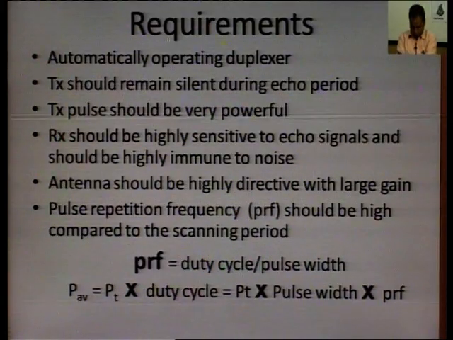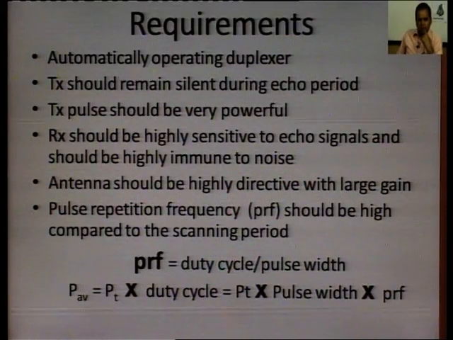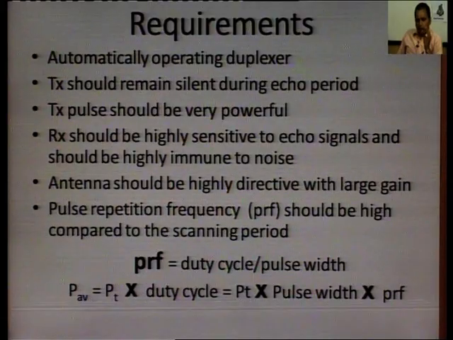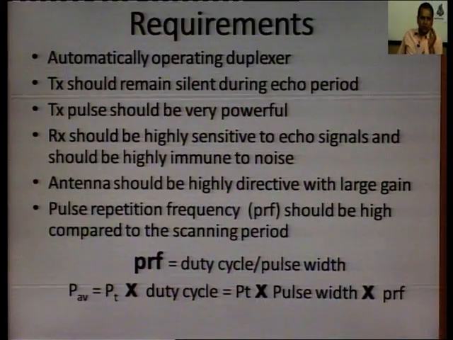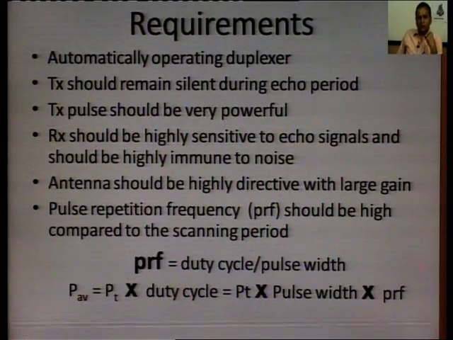Next is, pulse repetition frequency should be high compared to the scanning period. Now, what is pulse repetition frequency? This is the duty cycle per pulse width. This is called PRF also. It should be high compared to the scanning period, meaning there should be much time available so that the signal can be transmitted, and there should be enough time so that it can be received at the receiving end.